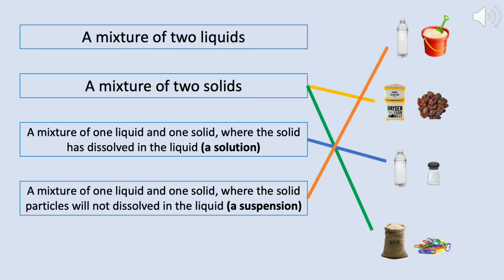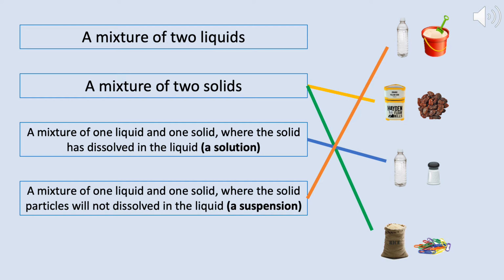Have you matched those together? Okay, let's have a little look at what the answers would be. So we can see here how I've matched the classifications to the different mixtures. So there were no mixtures that were just 2 liquids together. There were, however, 2 mixtures of solids. Both the flour and the raisins are solid, and both the rice and the paper clips are solid. So both of those mixtures was just a mixture of solids together. So we would classify them as a mix of solids.